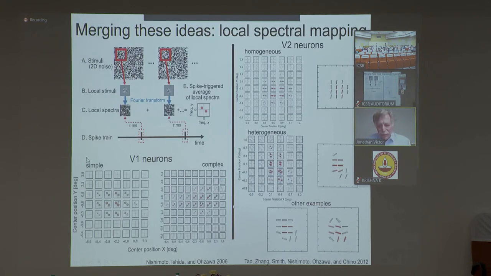But again, this was a quantitative difference, not a qualitative one, in that you could also find V1 neurons in both of these categories too. It was just that in V2, more of the neurons had responses to multiple different orientations within the receptive field.